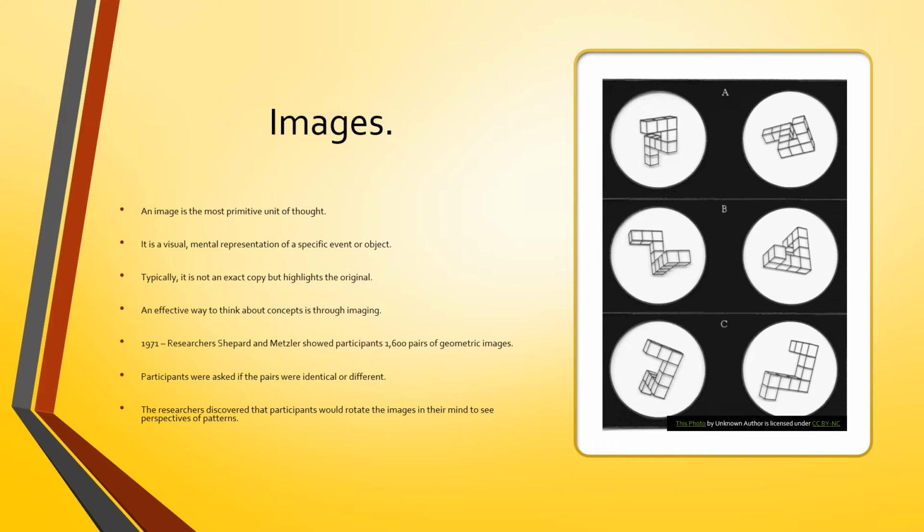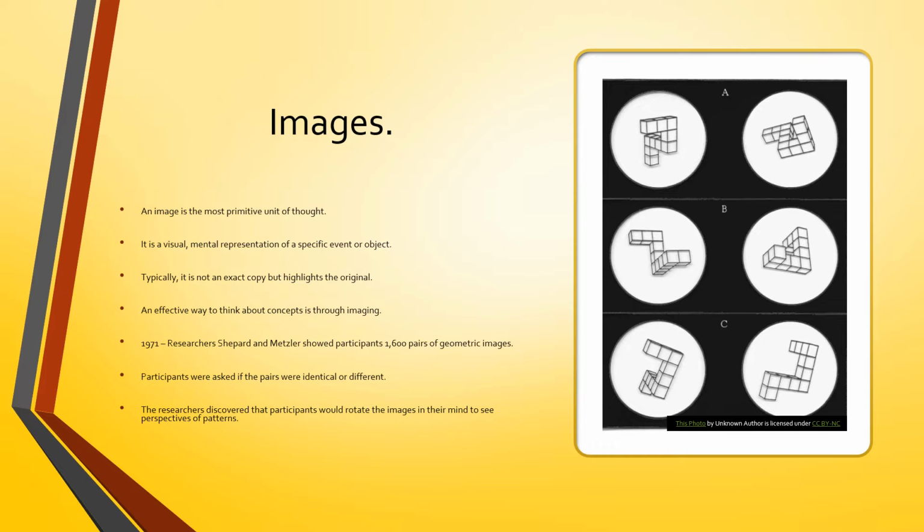So let's talk about images. An image is the most primitive unit of thought. It is a visual, mental representation of a specific event or object. Now, typically, it's not an exact copy of something, but it highlights the original.